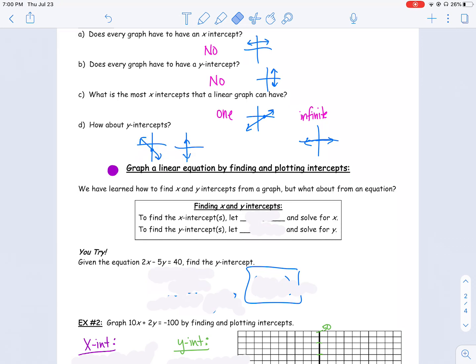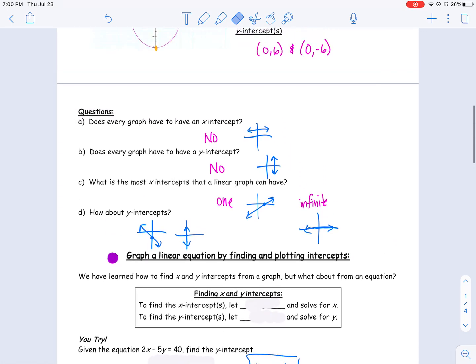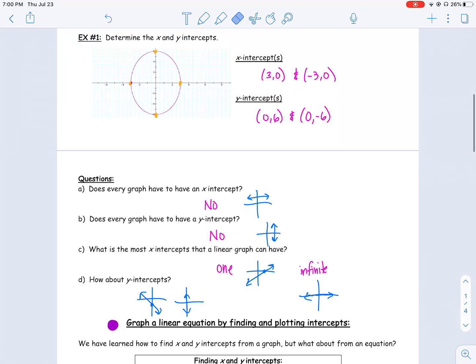Same idea with the y's, right? I can have one y-intercept, or I can be a vertical line on top of the y-axis and have infinite y-intercepts. Kind of interesting. We're going to talk in the next video about how to figure out where those x and y intercepts are, maybe if they don't give us a picture this time.